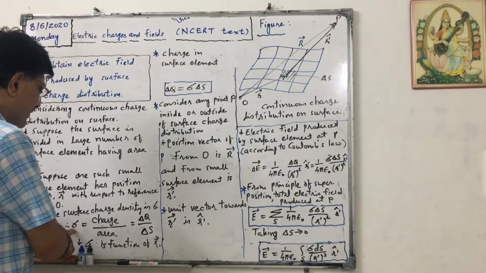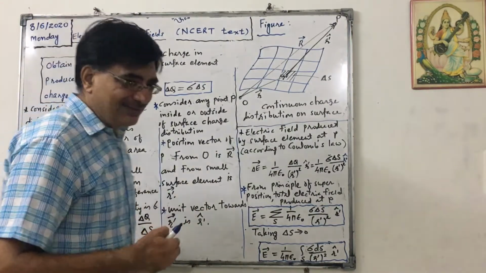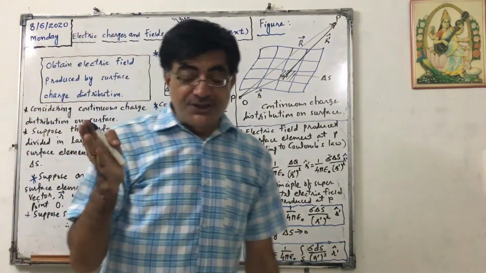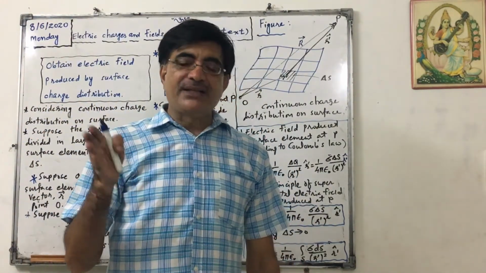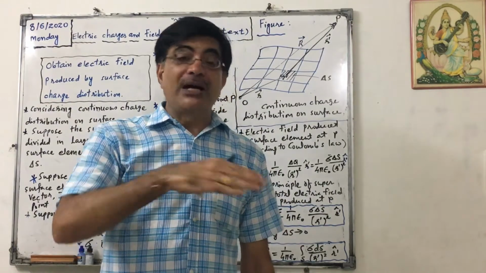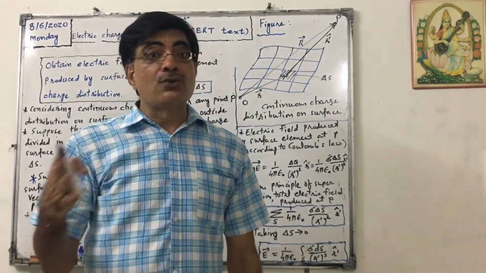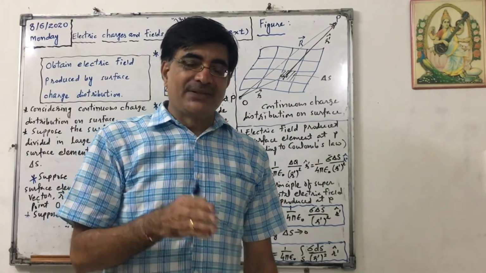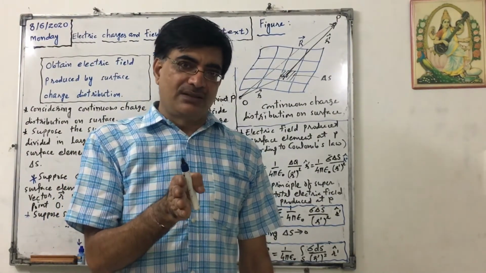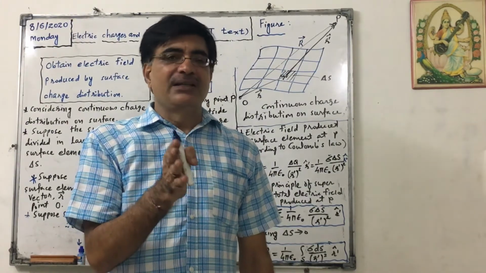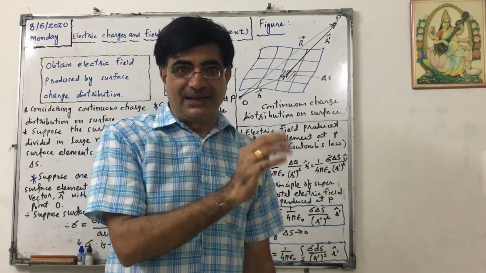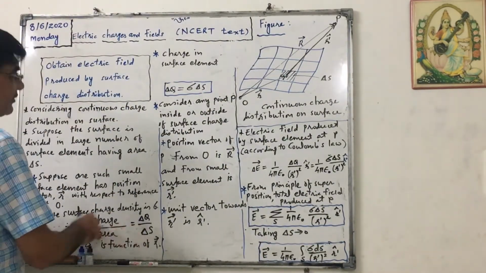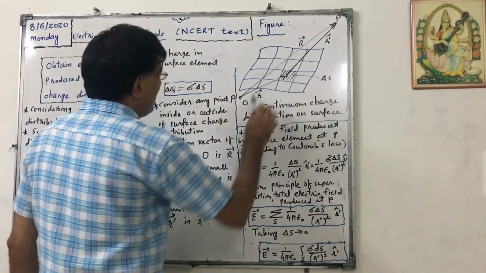We know that sigma depends on position. Because see, if the charge distribution is uniform, then sigma will have equal value at all the points. But if it is non-uniform, sigma will have different values at different points. So sigma is a function of position, denoted by sigma as a function of vector r. Now see, from this, delta Q equals sigma delta S, that is the charge inside this element.